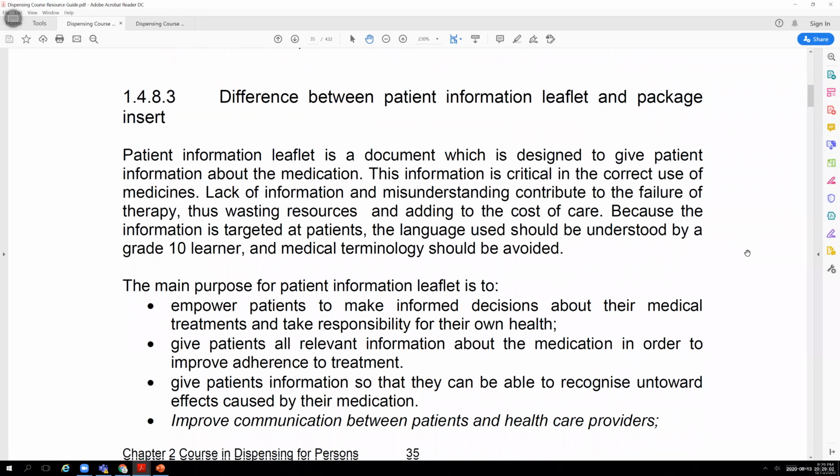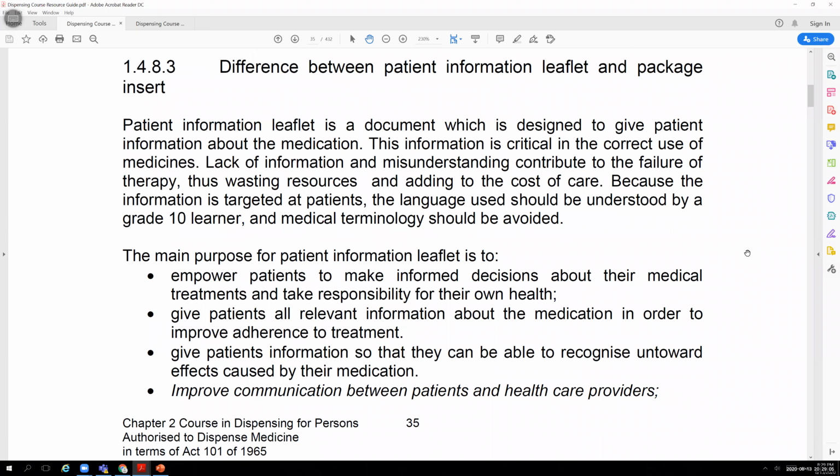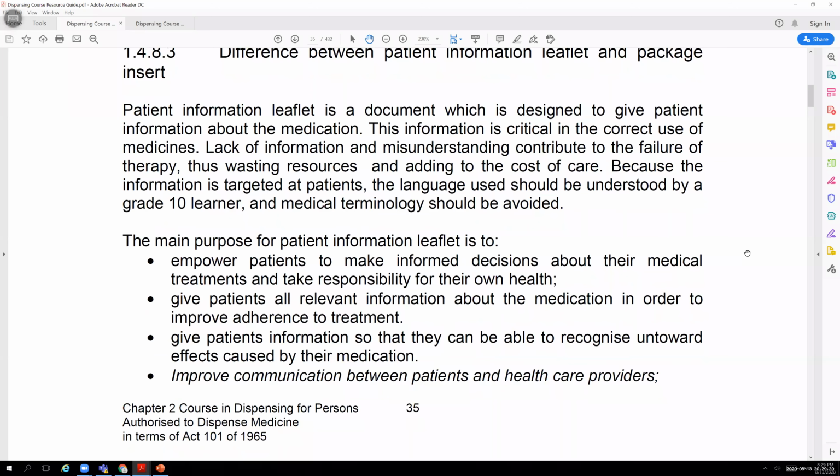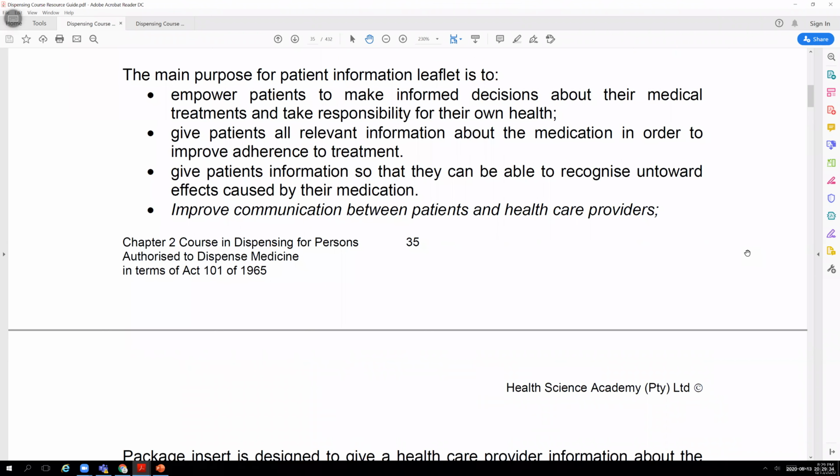You need to know the difference between an information leaflet and a package insert. Firstly, the patient information leaflet is meant for the patient. This information is important for correct use of medicines, because when people don't have enough information, the medicines can be used wrongly and can also cause harm to patients. Remember, the language must be that of a high school learner, actually secondary school. The main purpose of a patient information leaflet is to empower patients, giving them information so that they can take responsibility. We encourage self-care. We want them to be adherent and responsible.